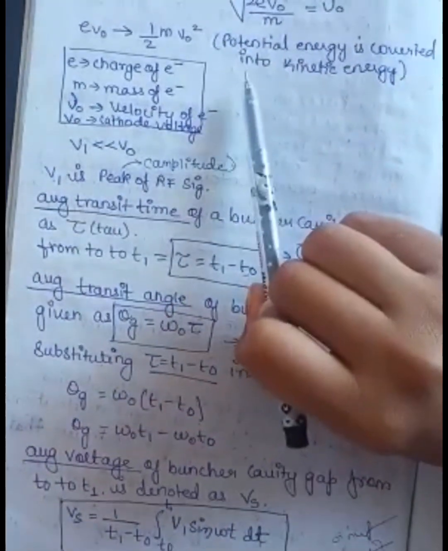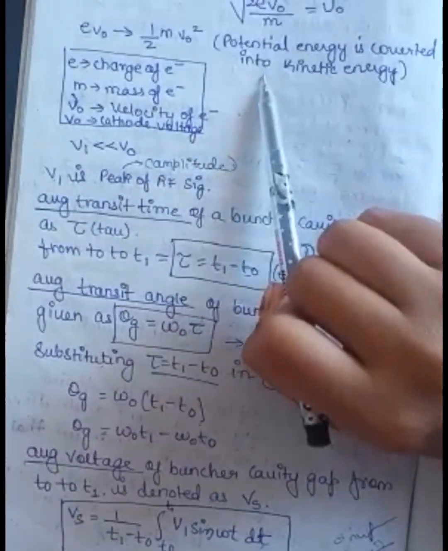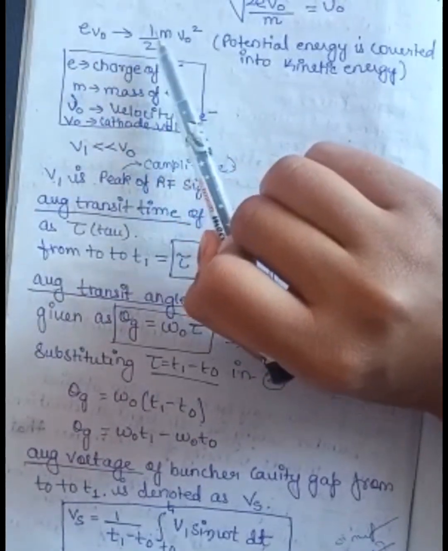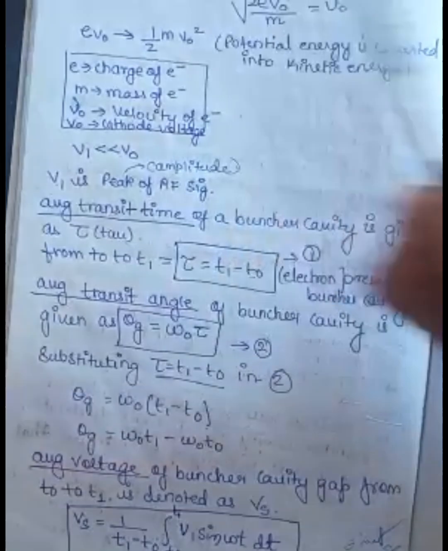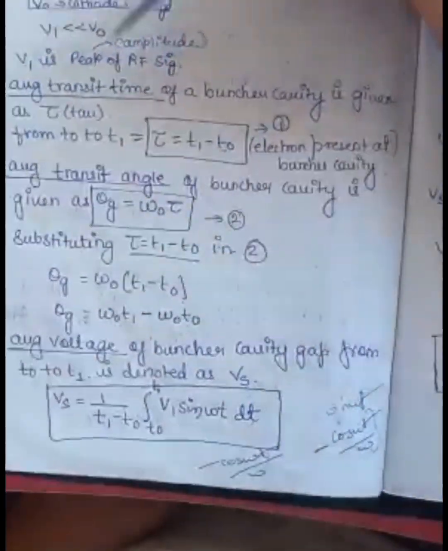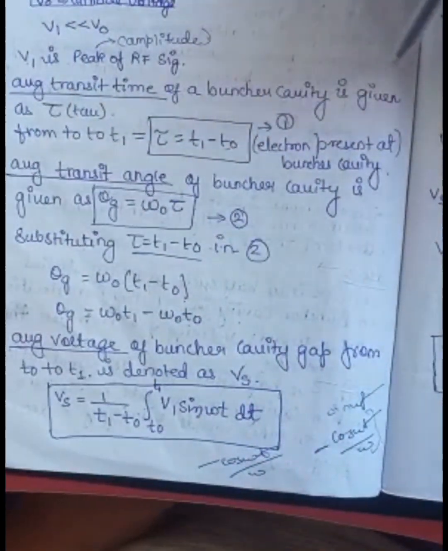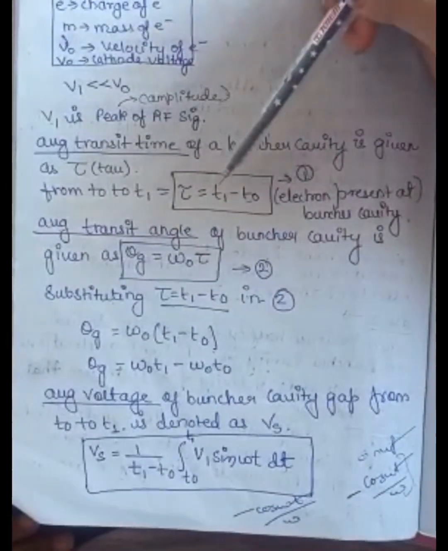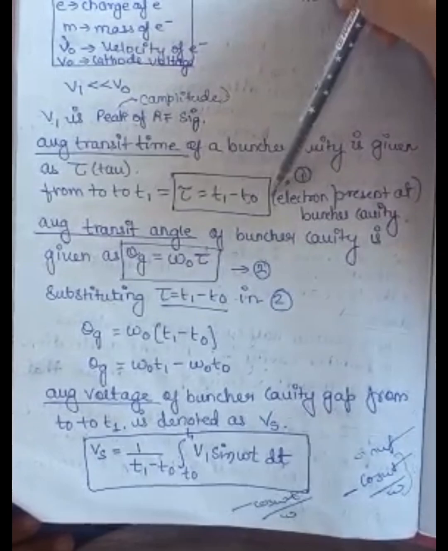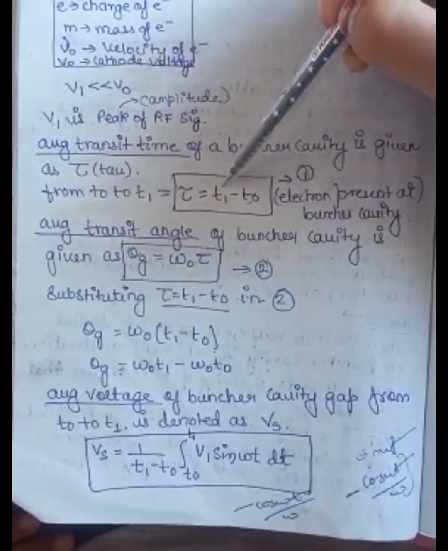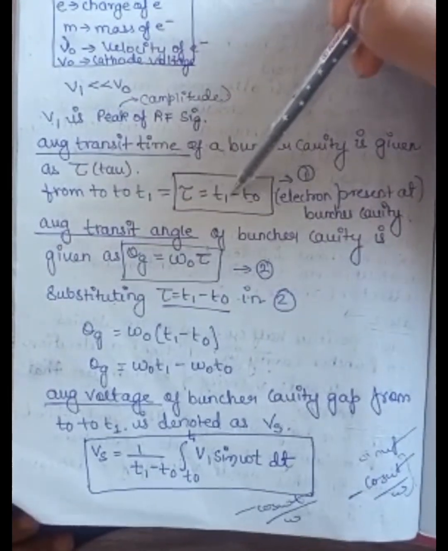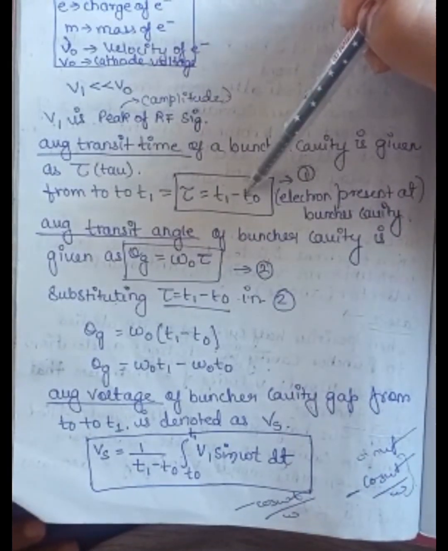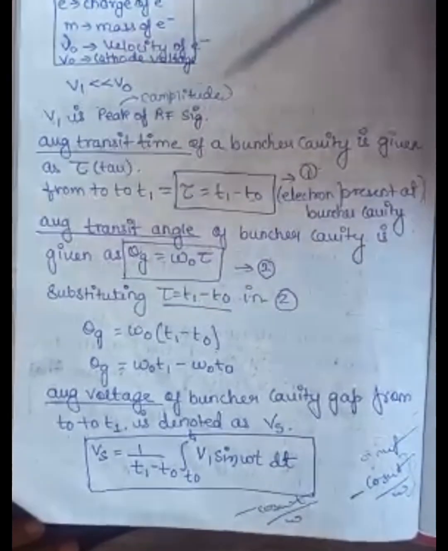Now we also know that potential energy is converted into the kinetic energy. So eV0 is converted into half m Vo square. Now the average transit time of a buncher cavity is given as tau. Now this tau can be represented as T1 minus T0. T1 is the time at which the electron leaves the buncher cavity and T0 is the time at which the electron enters the buncher cavity.